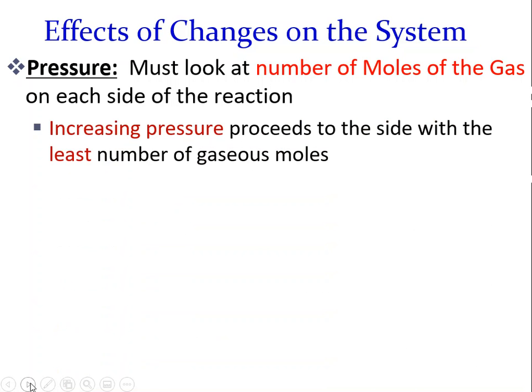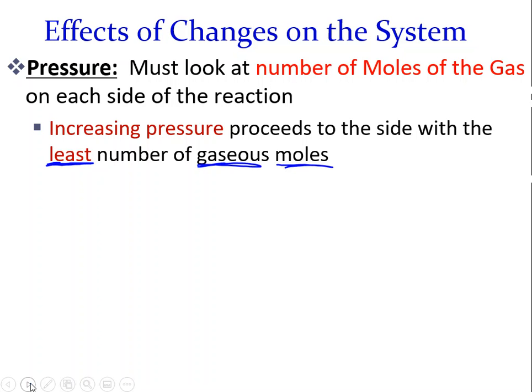Count the number of moles on each side, and you do that based off of the balanced reaction, using the mole coefficients in the balanced reaction. If you increase the pressure, the reaction proceeds to the side with the least number of gaseous moles. So least here.